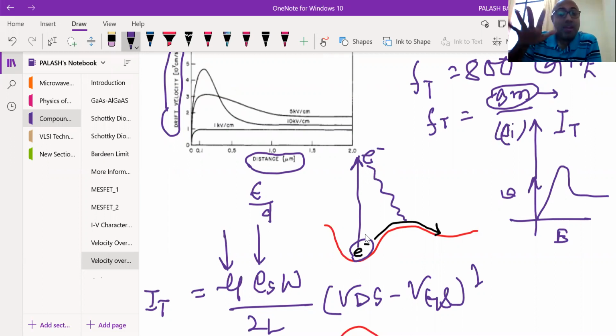So W by L, you have to be as small as possible. And here is the designer's beauty. Suppose you are the designer, so definitely you have to take confidence that the W by L ratio should be such that it is good enough for fabrication.